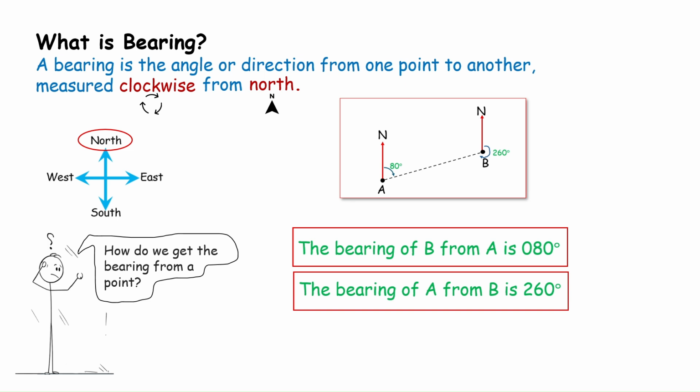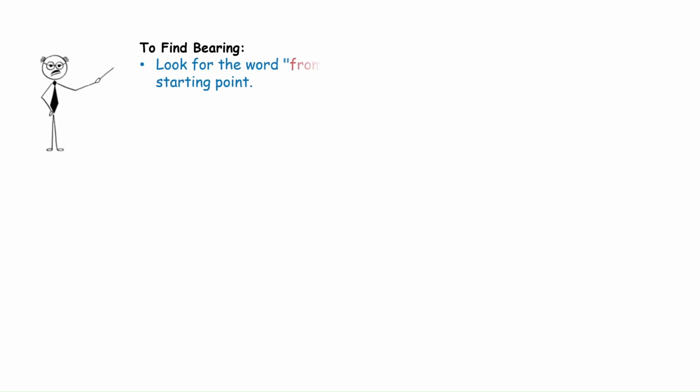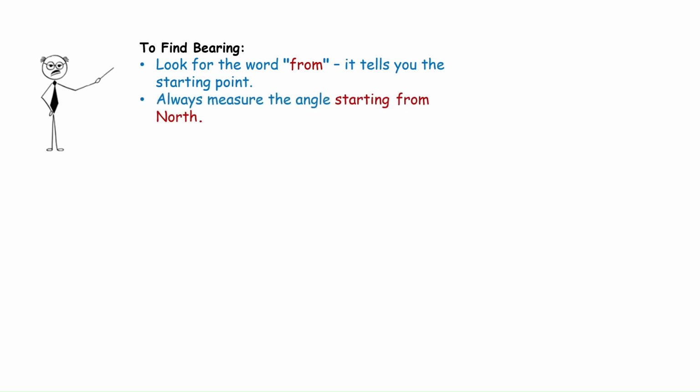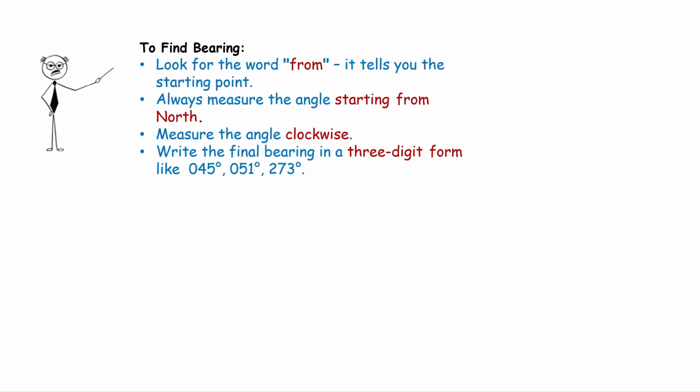Now, let's discover how we get these bearings. To find a bearing, look for the word "from". It tells you the starting point. I call it the keyword. Always measure the angle starting from north. Measure the angle clockwise. Then, write the bearing in 3-digit form like 045 degrees, 051 degrees, 273 degrees, and so on. You're supposed to know all of these points to find a bearing.